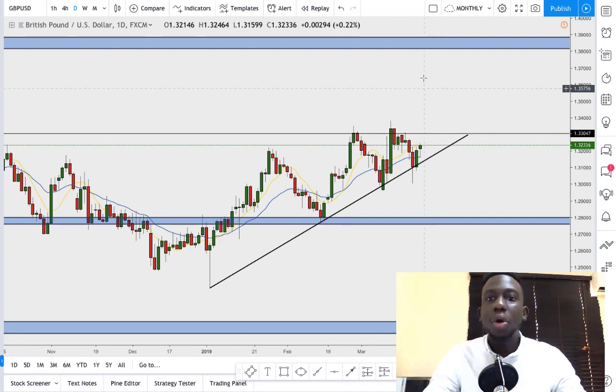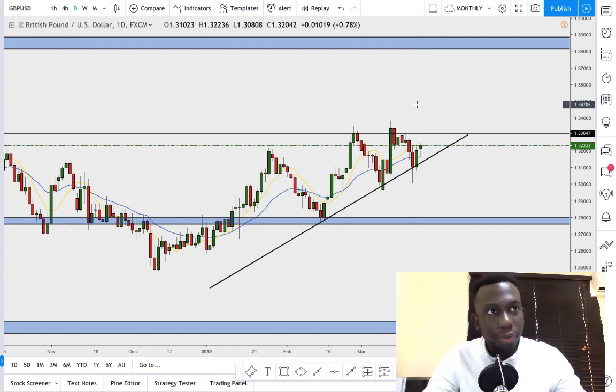guys, we're heading all the way up to this blue zone because we have nothing in terms of resistance stopping us from heading here. If we break this level, we're coming here. That would mean that the weekly head and shoulders has been fulfilled. If we break this level, we're heading all the way to the upside.